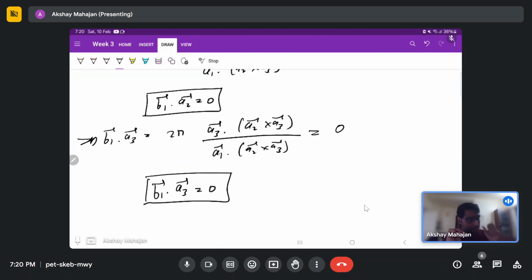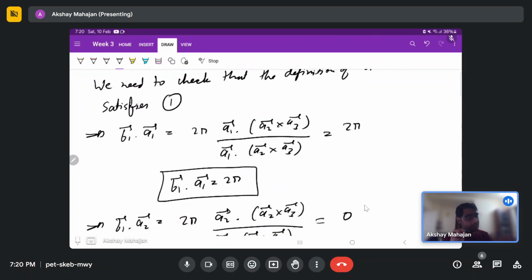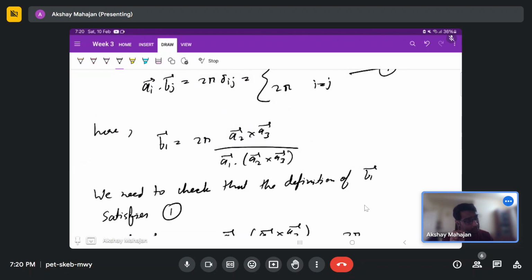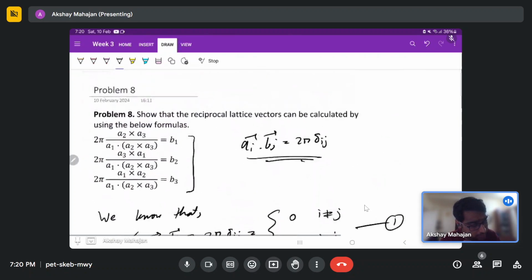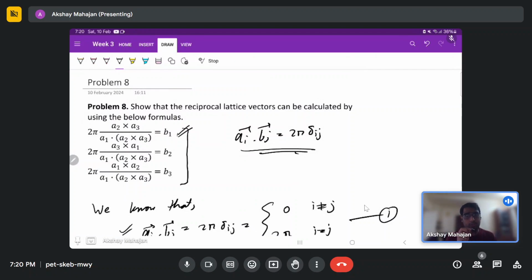So basically this definition of b1 vector satisfies this relation. So this definition of b1 vector is correct. And similarly you can check for b2 vector and b3 vector as well. The purpose of this question was just to introduce or remind you of these formulas, like how you can calculate the reciprocal lattice vector from the primitive lattice vectors. And even if you don't remember the formula, as you have seen in today's problem, if you just remember this relation, then also you can solve your problem.